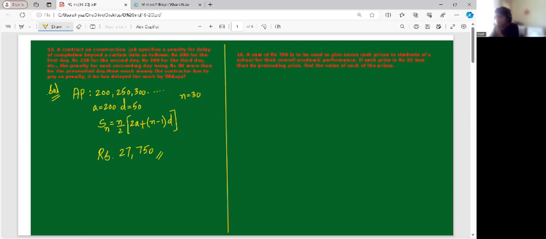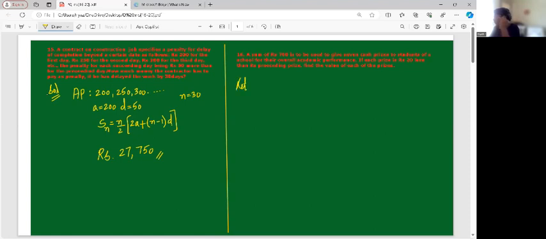Now the next question: a sum of rupees 700 is to be used to give 7 cash prizes to the students of a school for their overall academic performance. If each prize is rupees 20 less than its preceding prize, find the value of each of the prizes. So this amount 700 is to be given to 7 students as cash prizes.